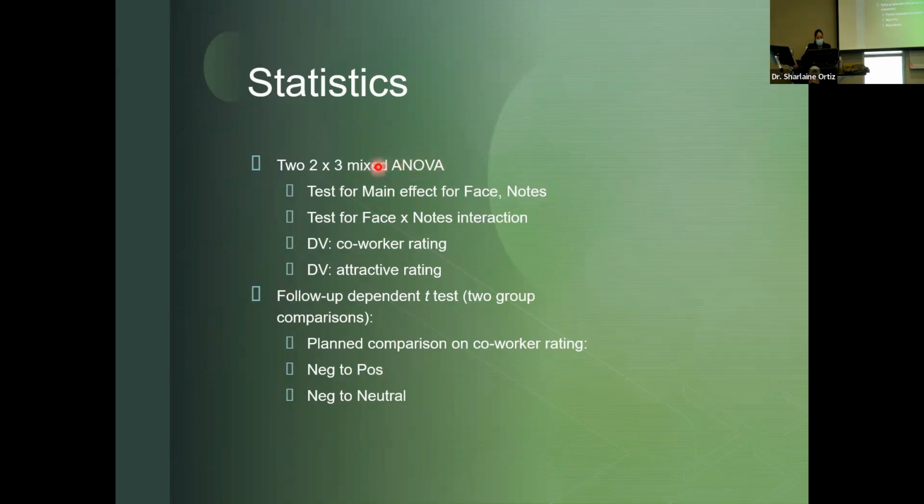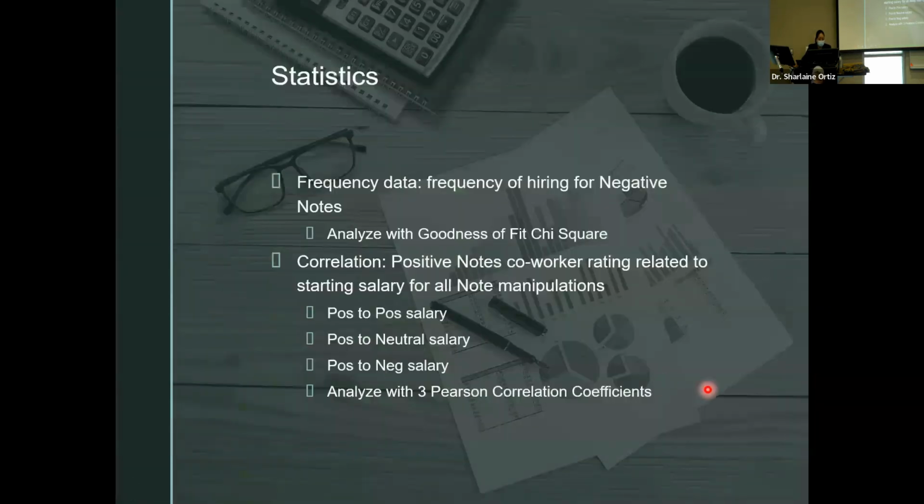After we conducted our analysis of variance, we conducted a dependent t-test. And in this specific case, we have a comparison on the coworker rating. This comparison was based on negative to positive rating or negative to neutral rating. Now, let's look into the last characteristic of these statistics within your methods.